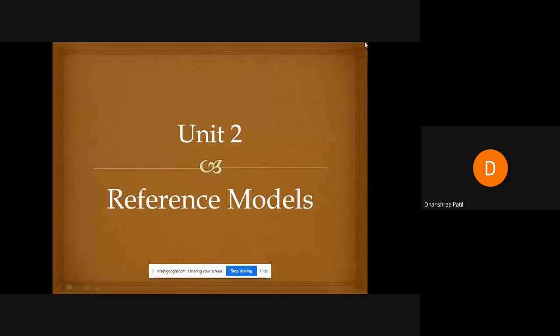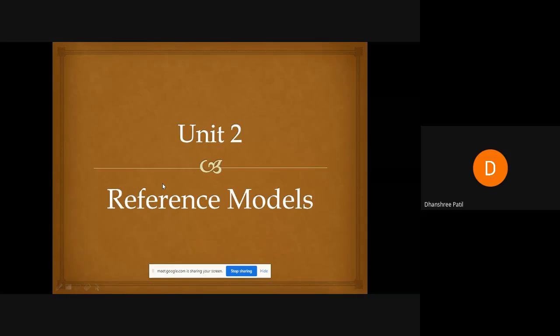Okay, so unit number 2 is reference models, where we are going to see basically main 3 points only. Number one, ATM reference model, then OSI reference model and TCP/IP reference model. These are the three main points from the second chapter.